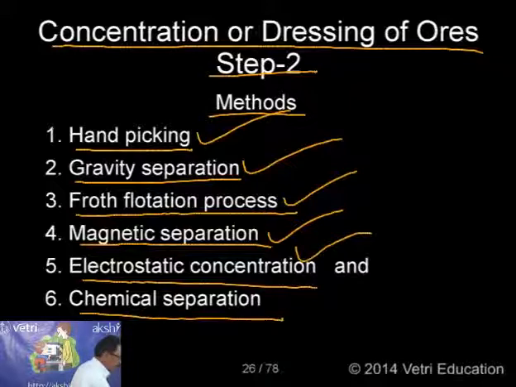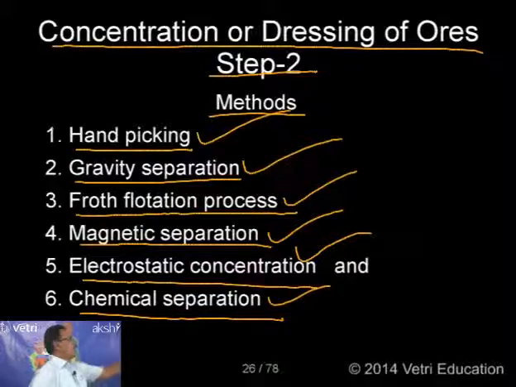And finally, chemical separation. After converting into powder form, we can increase the concentration by removing impurities. These are the methods: hand picking, gravity separation, froth flotation process, magnetic separation, electrostatic concentration and chemical separation. Depending upon the nature of impurity, nature of element, nature of ore, we have to adopt these methods to get concentration. Okay, let me discuss one by one.